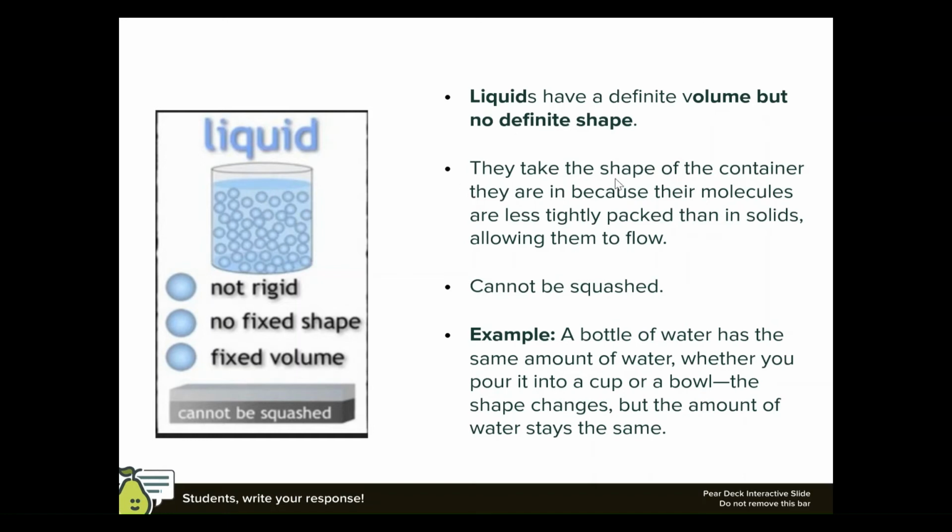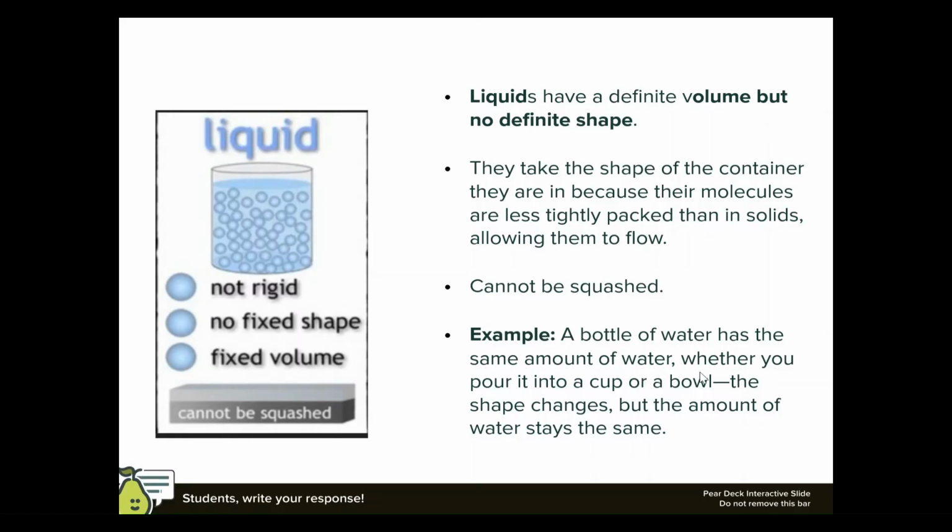They take the shape of the container they are in because their molecules are less tightly packed than in solids. They're able to move around more freely, like I just showed you earlier. They're able to bounce around. They might bump into other ones, but they bounce around very freely. But they cannot be squashed because they're already kind of squished. Not as much as solids though. If you squish them, they are not really going to move much. So they're not as easily squashed as gases are.